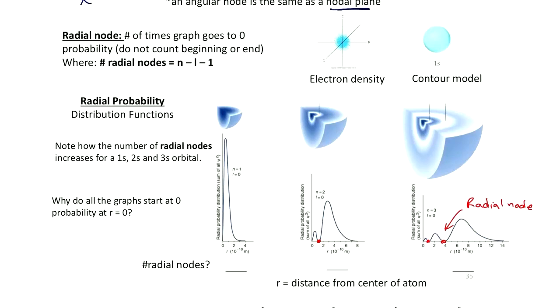So in this picture, how many radial nodes are in this 1s orbital? 0. What about this 2s orbital? 1, yep. And then the 3s orbital over here? 2. It goes to 0 twice.